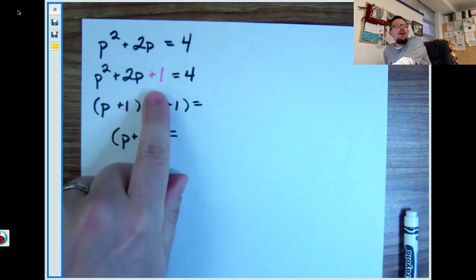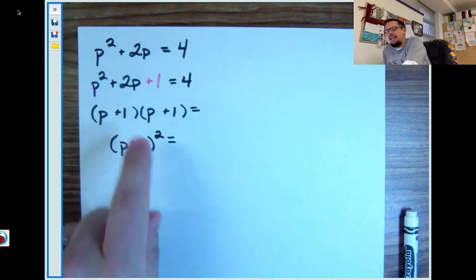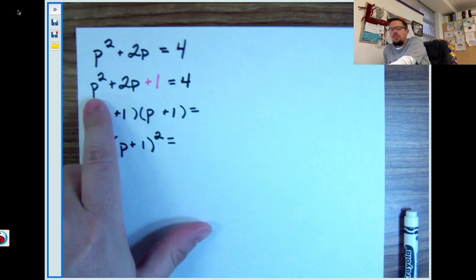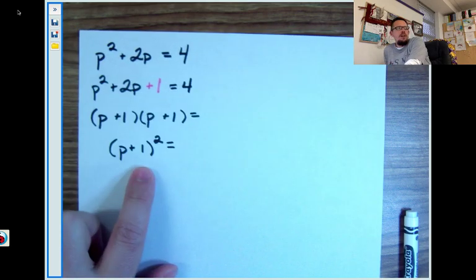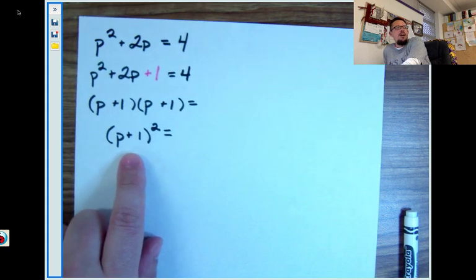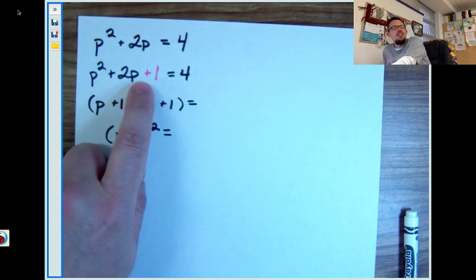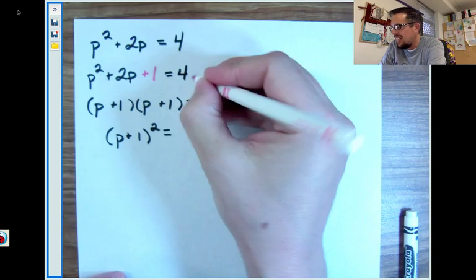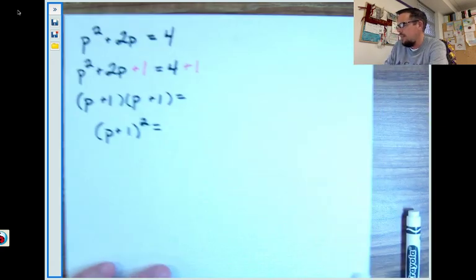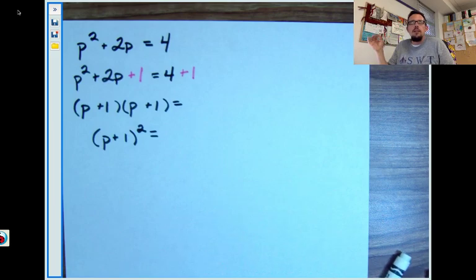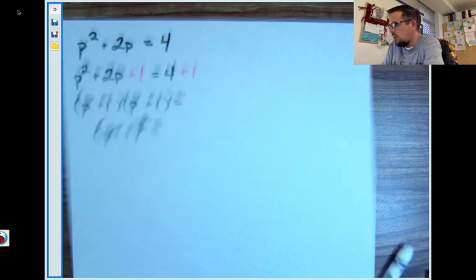I added 1 to this problem so that I could make this a perfect square. That's why it's called completing the square. P squared plus 2p was not a perfect square. P squared plus 2p plus 1 was. I could factor it into a perfect square, but the only way I could do that is because I put a plus 1 there. I can't put plus 1 in a problem just because it makes it easier. If I put it on the left side, I've got to also put it on the right side. And 4 plus 1 is 5.